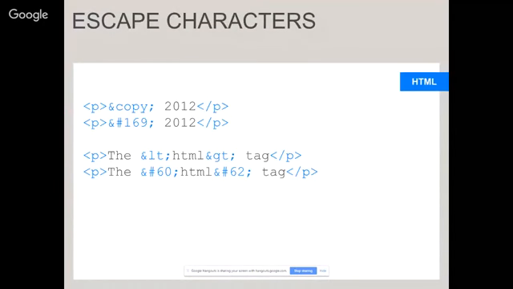And this is what they look like. So there is a list of many different escape characters. But for example, the one to use a copy symbol is going to be &copy; semicolon, all right? And then there's a couple different ways you can do this.